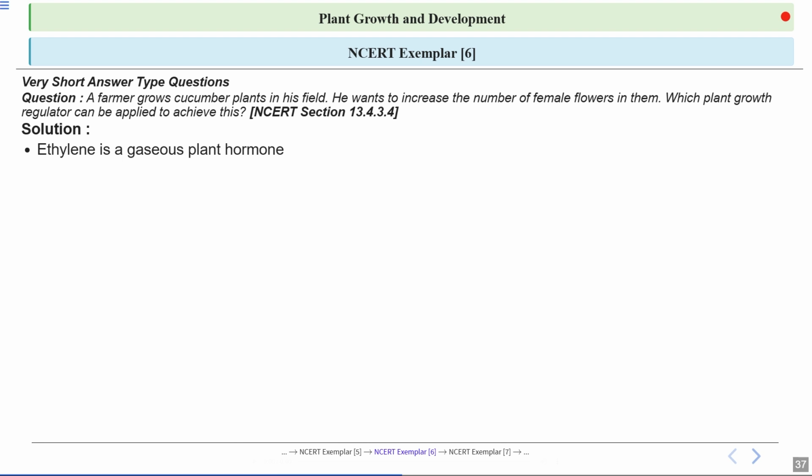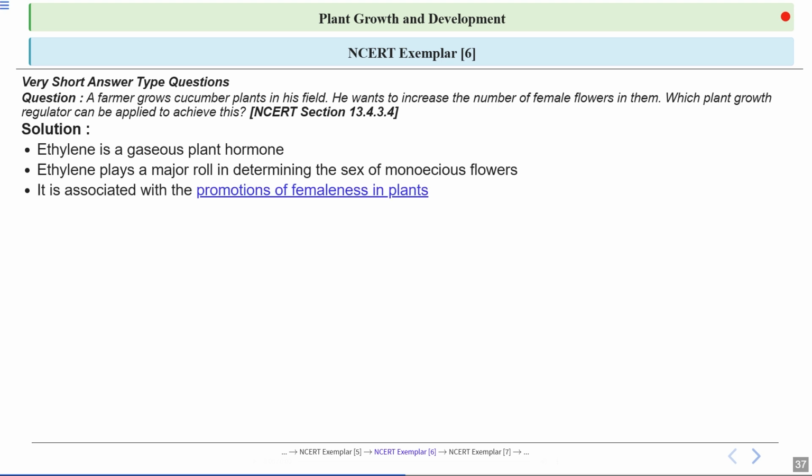Ethylene. What type of hormone is it? A gaseous hormone, right? It plays a major role in determining the sex of monoecious flowers. They significantly impact the yield by increasing the number of female flowers, right? So it is associated with the promotion of femaleness in plants. If they are promoting the female flower to bloom more, then they are promoting femaleness in the plant, right?